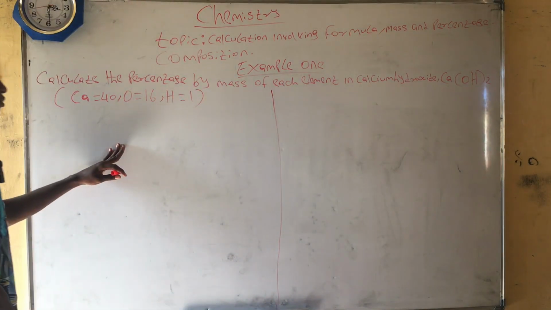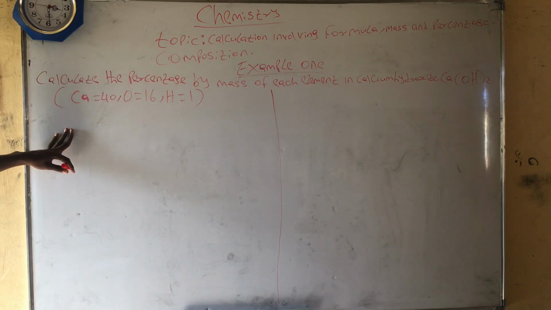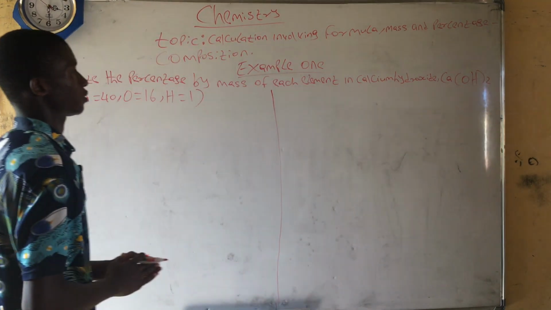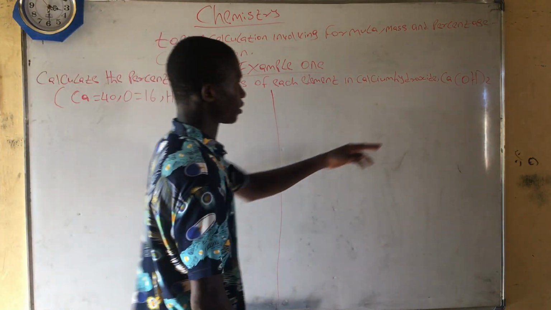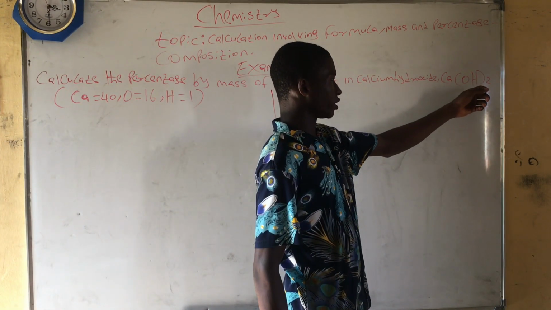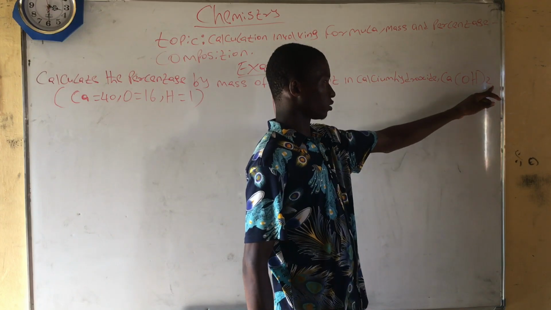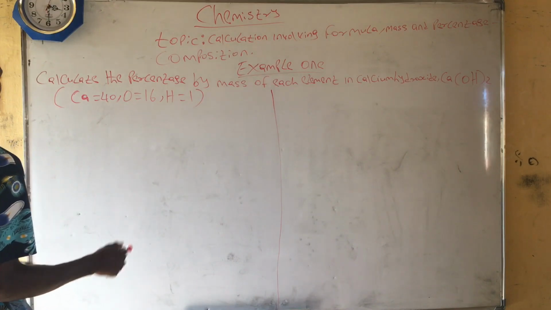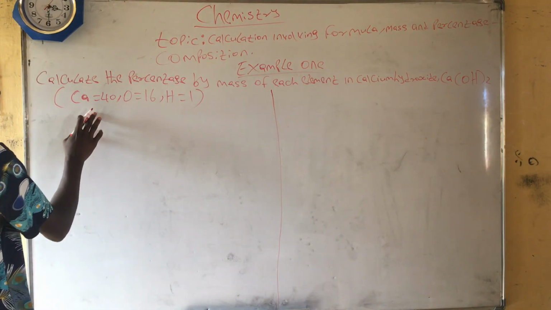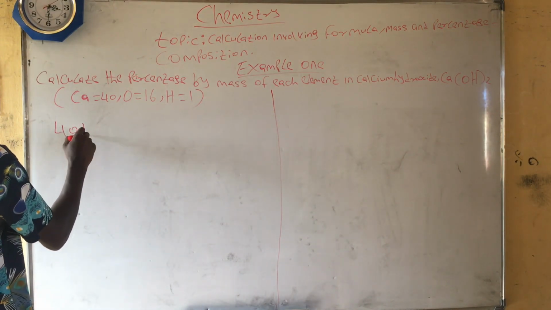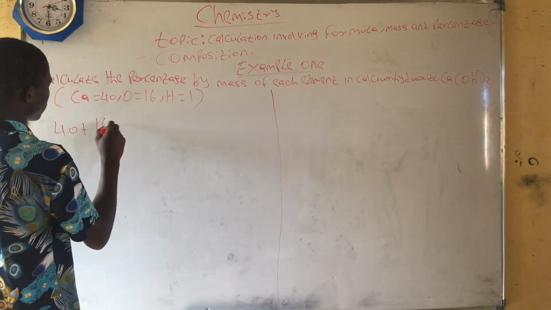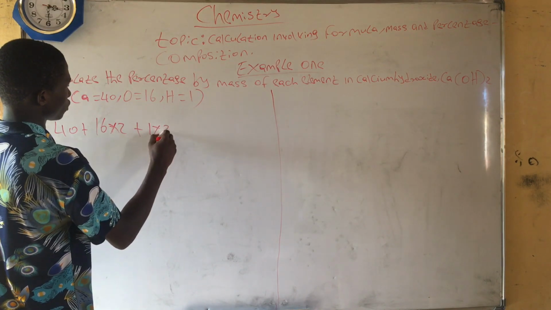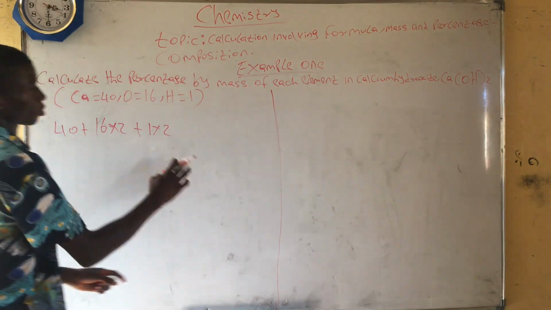Before solving anything based on percentage composition, we first calculate the molar mass of this compound. The hydroxide OH is shared by both, so the 2 applies to both oxygen and hydrogen. Calcium is 40, plus 16 times 2, plus 1 times 2.